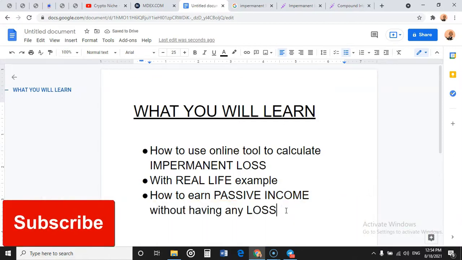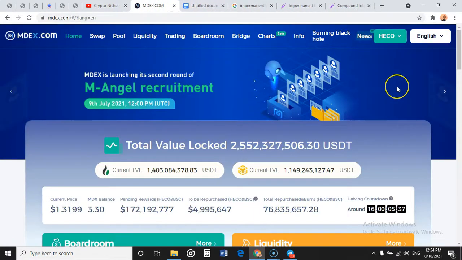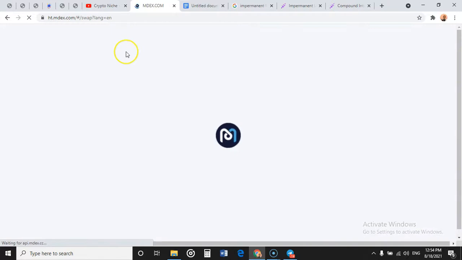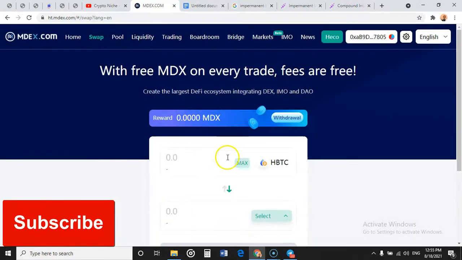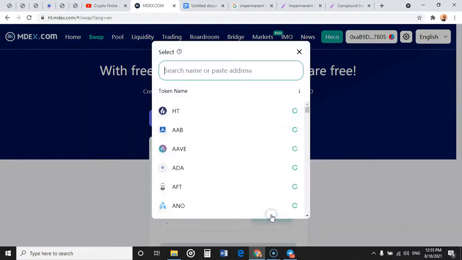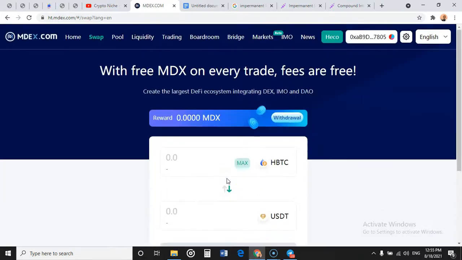Okay, so now I'm going to go on MDEX because it is built on HecoChain and Binance Smart Chain. But it's not available now on Ethereum. So because of their cheap transaction fee, we're going to be using this platform now. Now, I have a couple of Ethereum and BTC on this platform. So I'm going to click on swap. When I click on swap, then I'll come here and type HBTC. I'll come here and select USDT.